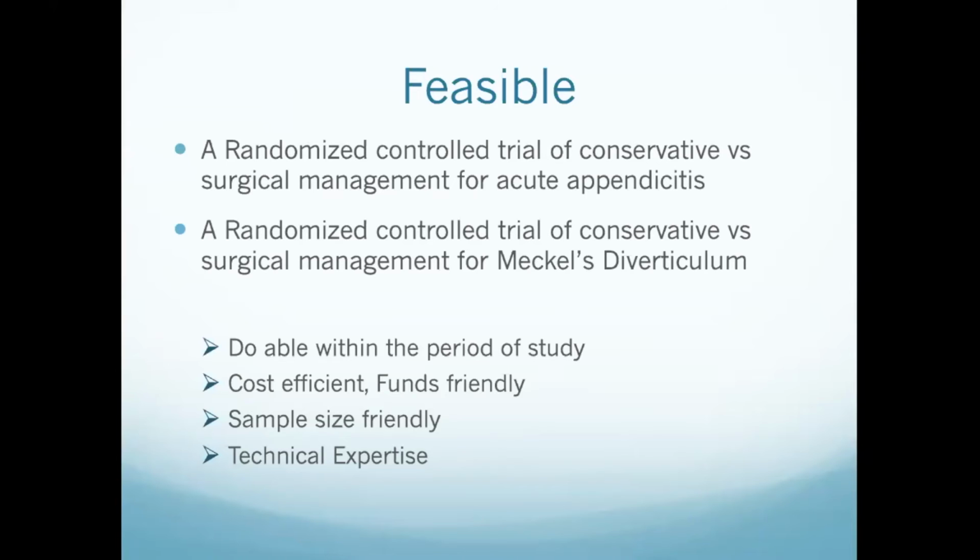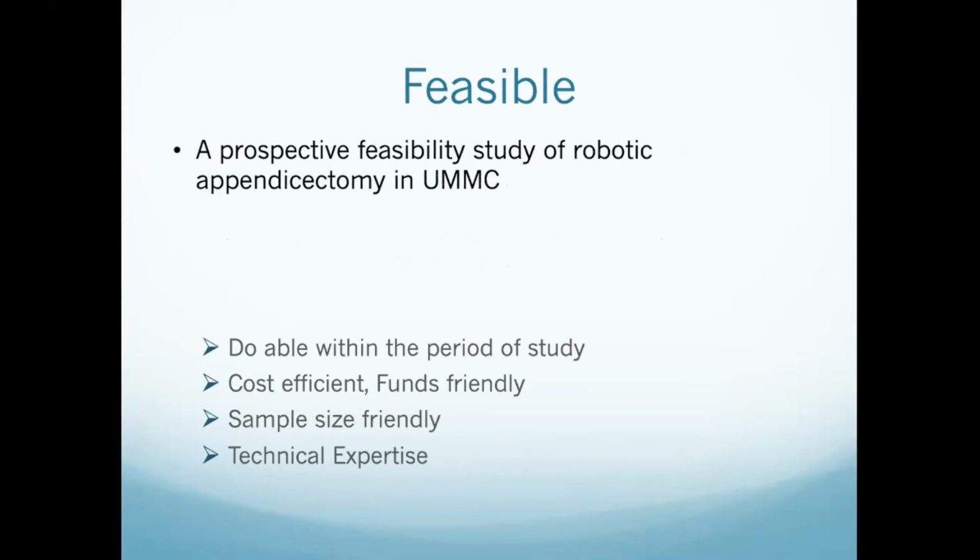Okay, so the first topic, acute appendicitis, that's obviously doable. But if you look at the second topic, a randomized control trial of conservative versus surgical management for Meckel's diverticulum, do you all think it's doable? Meckel's diverticulum is already a very rare condition. You probably see 1 or 2 a year. And to do a study on that, especially a randomized control trial, it just doesn't make sense, right?